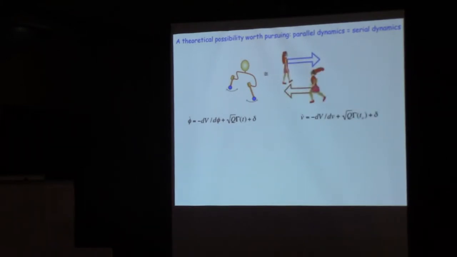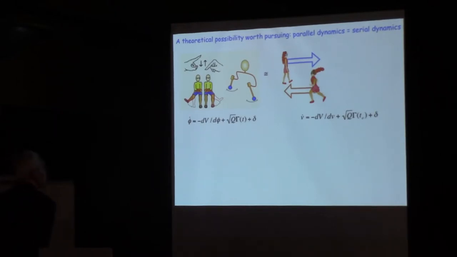A theoretical possibility worth pursuing: parallel dynamics equals serial dynamics. Here's the basic equation for the pendulum, and here's the basic equation for walking out and running back. There it is for the great Kelso experiment, fingers, and we're sort of hoping these things are all reflecting some fairly common deep themes of how the body is put together. And there it is with people doing the same kind of experiment where they are swinging their legs in seated positions.